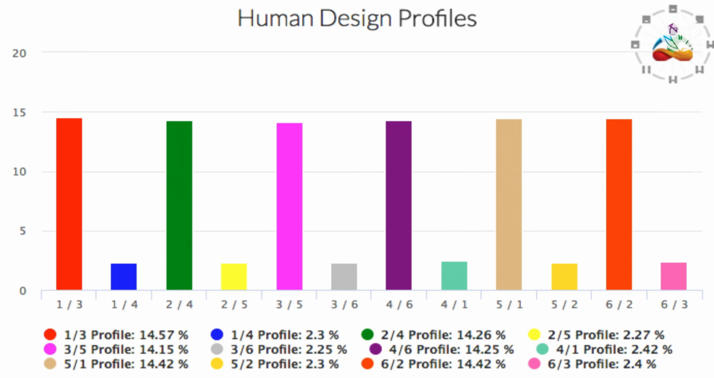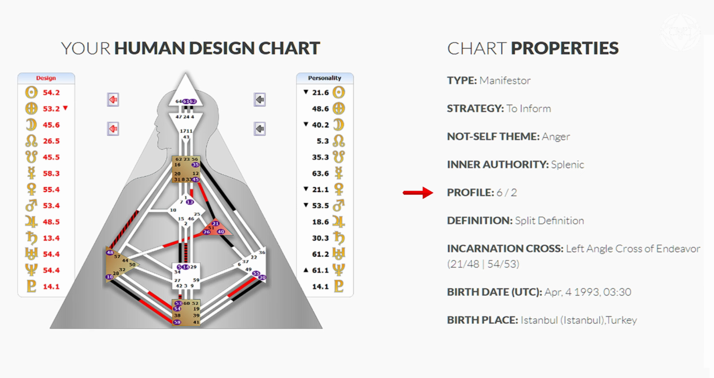1/3 profile. 1/4 profile. 2/4 profile. 2/5 profile. 3/5 profile. 3/6 profile. 4/6 profile. 4/1 profile. 5/1 profile. 5/2 profile. 6/2 profile. 6/3 profile. The relationships heading in each profile evaluates the situation in which the person in front of you is in that profile.